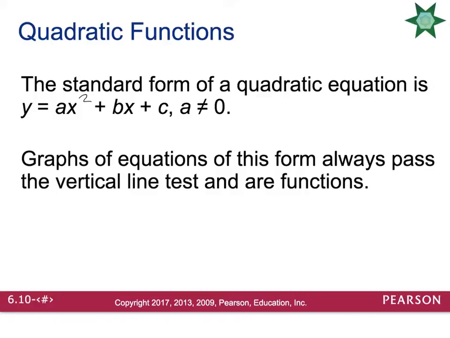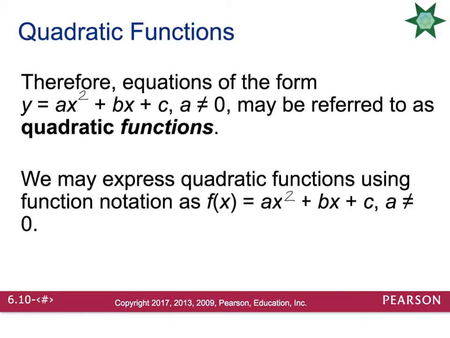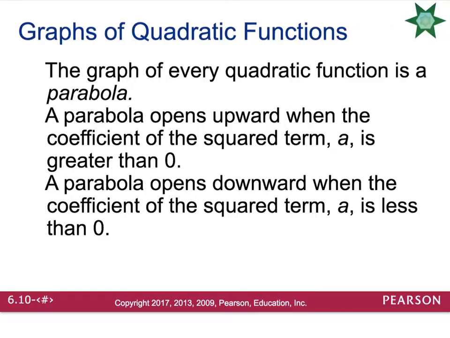The standard form of a quadratic equation is y equals ax squared plus bx plus c. Graphs of quadratic equations are always going to pass the vertical line test and will be functions. To denote that they are functions, notice that they are going to switch the y to the f of x again. So again, same notation as before, it's just to show that it's a function. The graph of every quadratic is going to form a parabola. A parabola is a U shape.